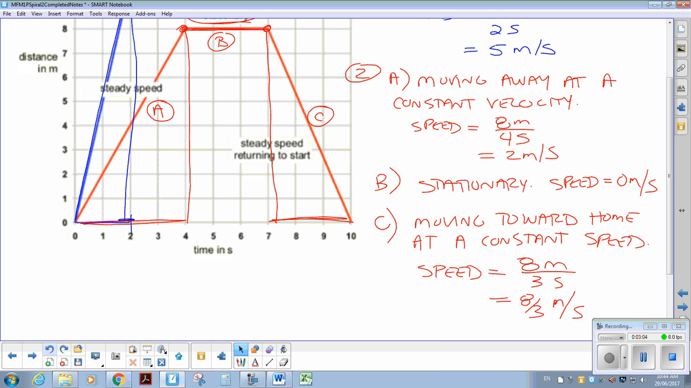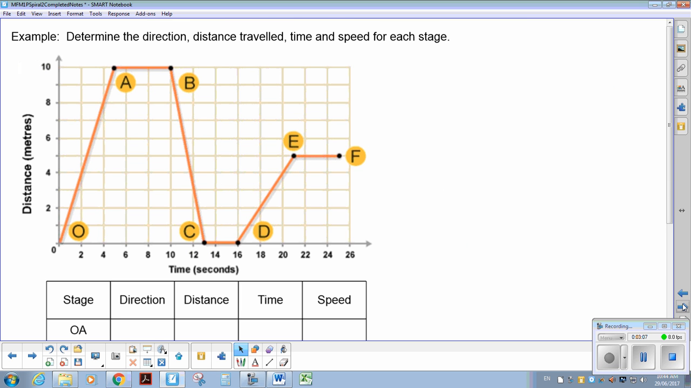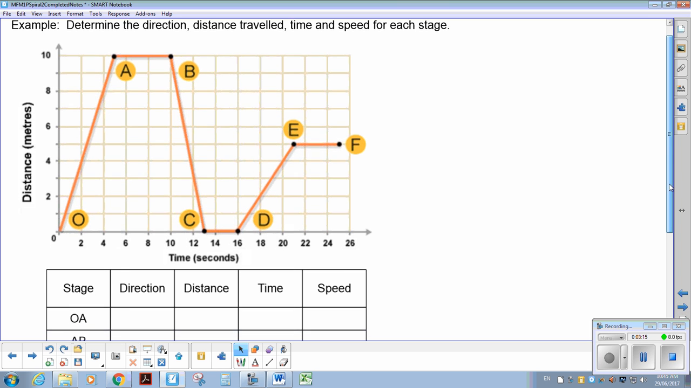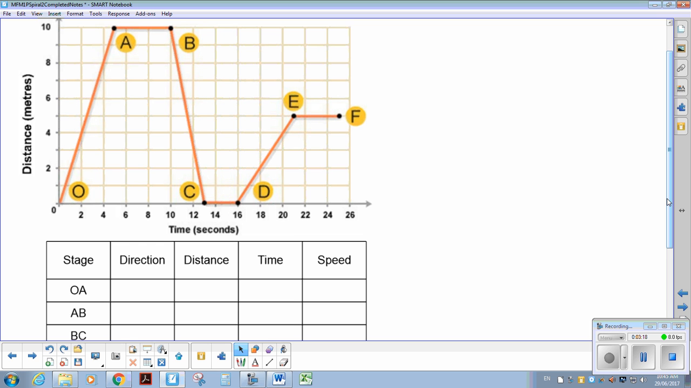So the last example, as you flip to the last page of the notes, is an EQAO question. They're going to give you a graph like that, and they want you to fill in the chart below. So let's go through it and show that you can have no problem doing this. So stage O to A, from here to here, direction. You always assume the x-axis is home, so we are moving away from home. How far did you travel? Well, in stage O to A, you ended up 10 meters away.